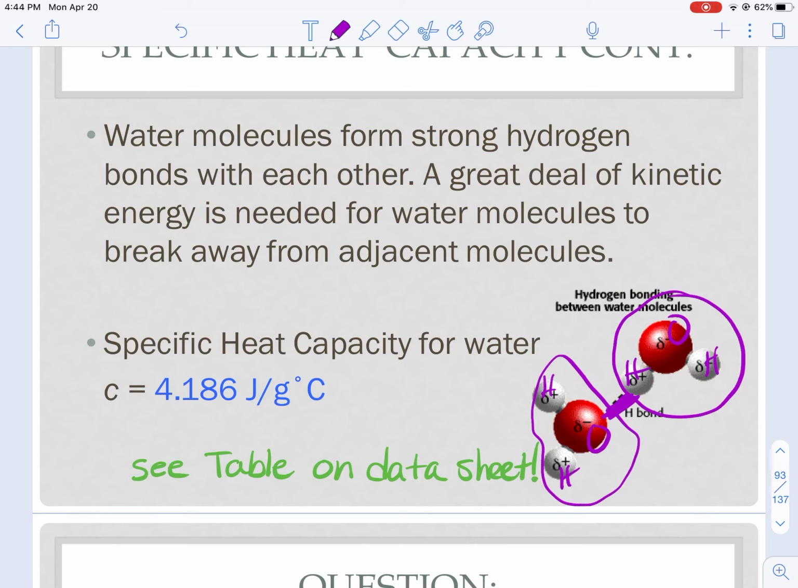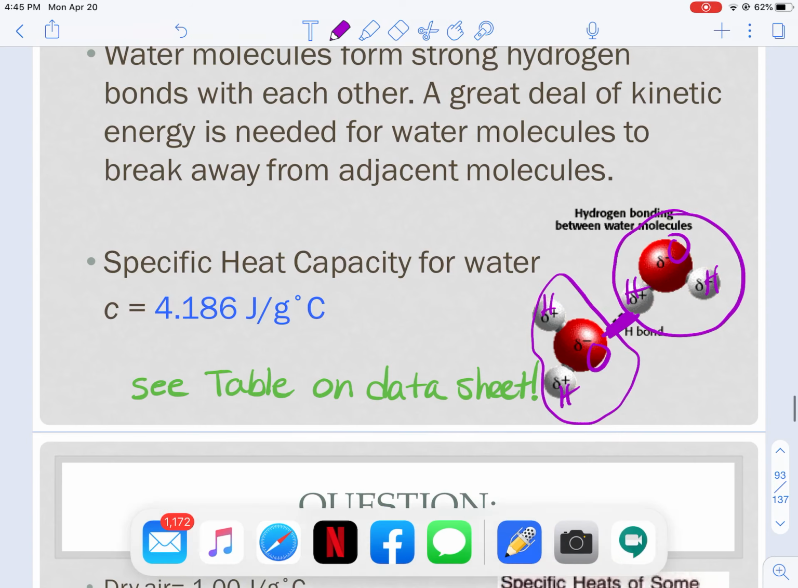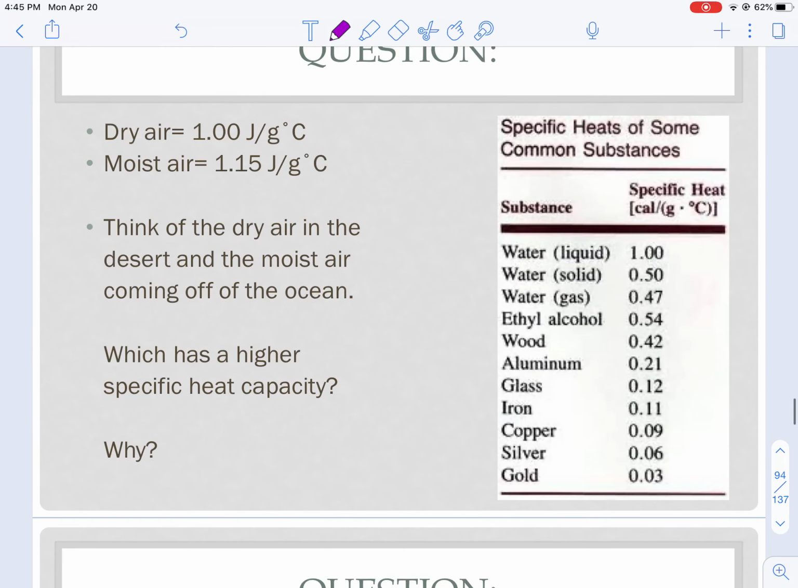So it's for this reason that water has a relatively high melting point, high boiling point, high cohesion, high adhesion, and also high specific heat capacity. It's because of the hydrogen bond.